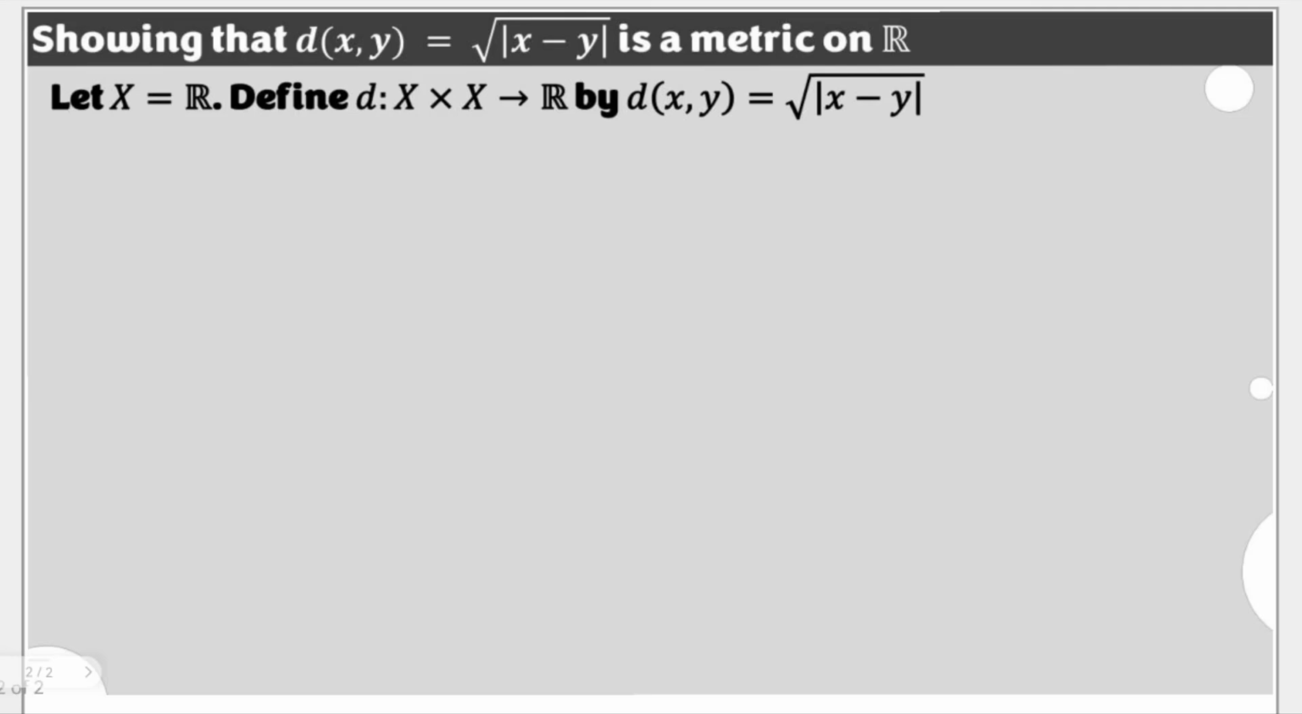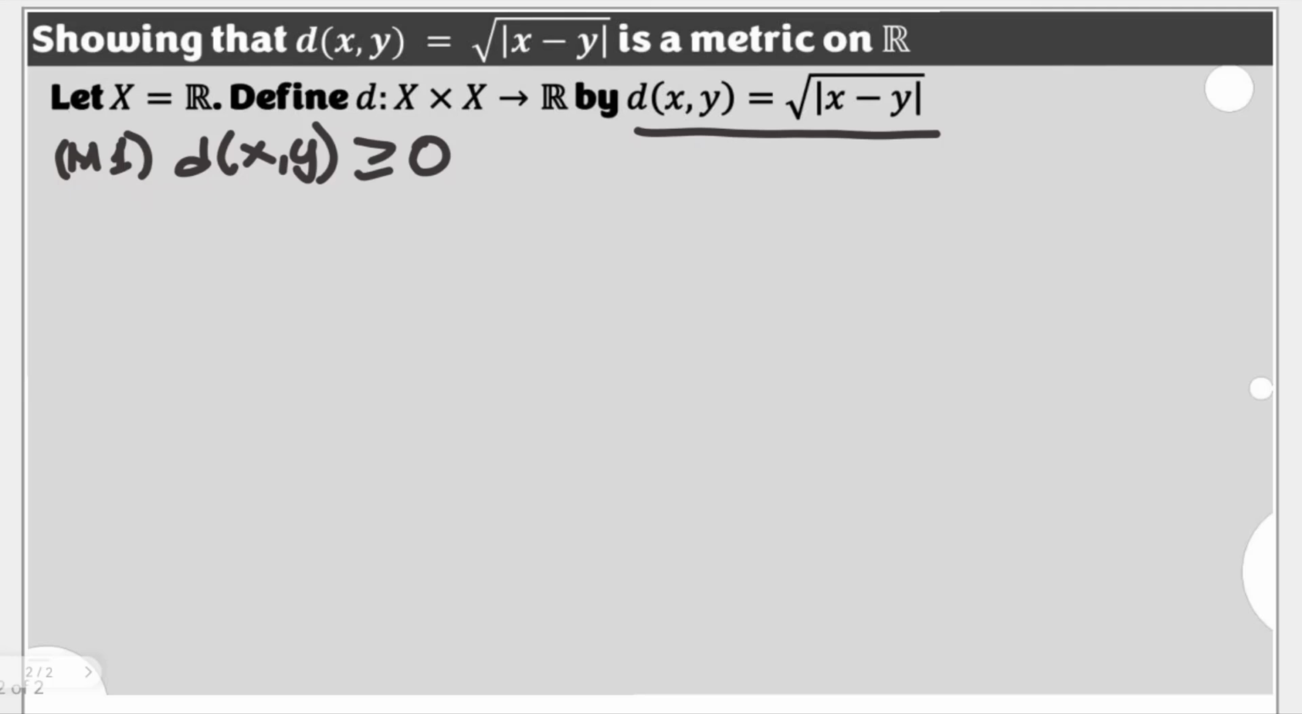The first condition, we coined it M1. For the first condition for a metric, we need to show that the function d of x and y, or distance of x and y, as given by the definition here, should be greater than or equal to 0 for all x and y element of our set X, in this case, set of real numbers. So we just need to show that it's positive, or 0 is the smallest possible value in all positive numbers of real numbers.